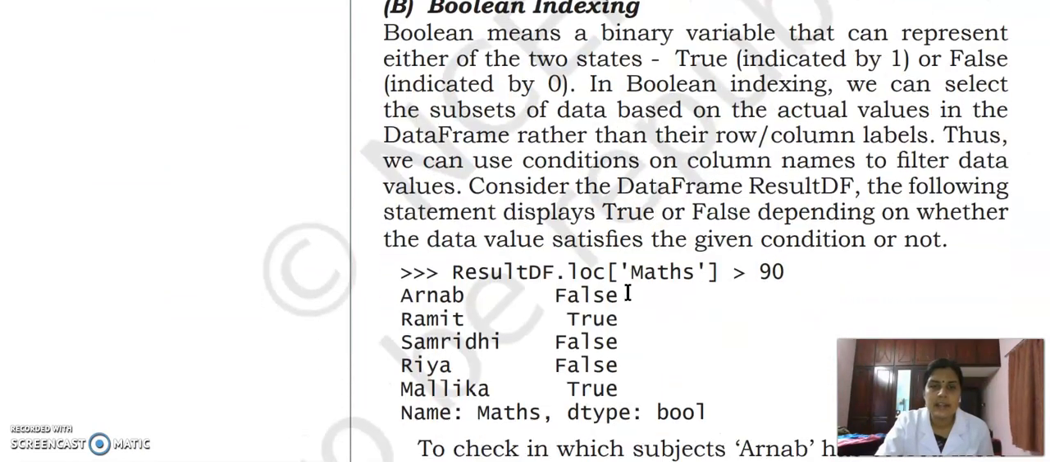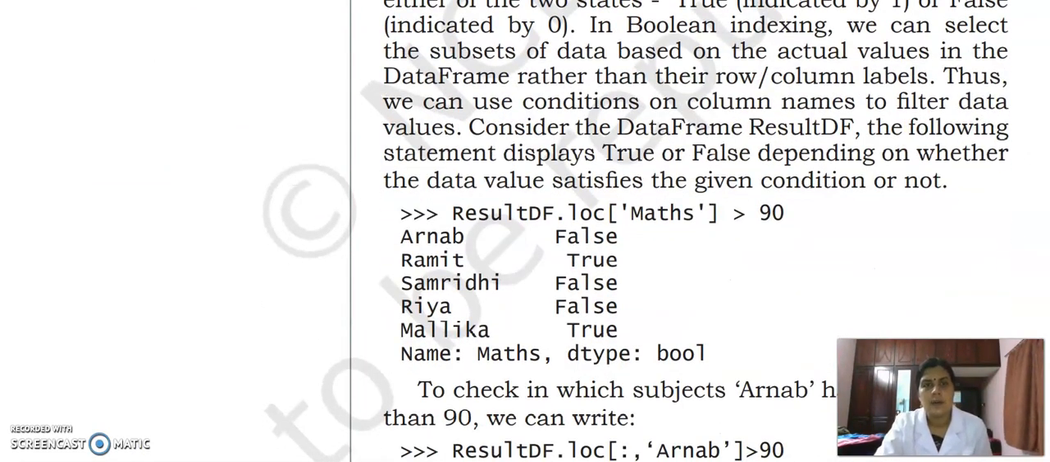Next is Boolean indexing. Boolean means we can get either the value as true or false.